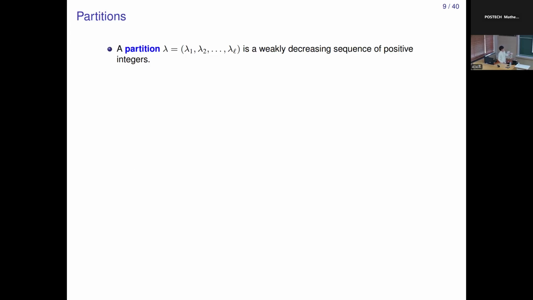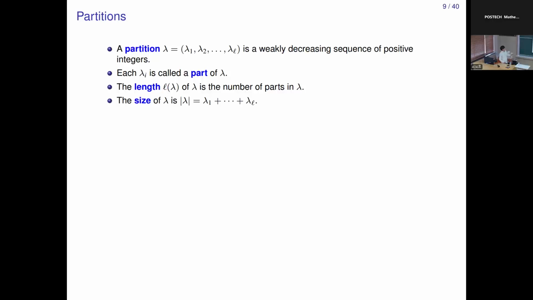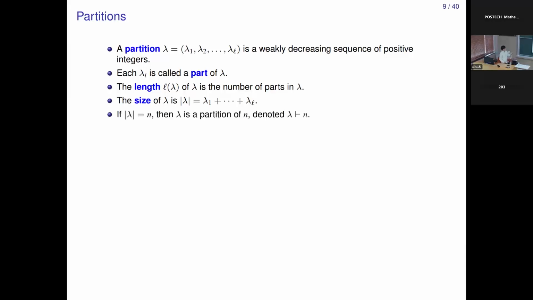A partition is a weakly decreasing sequence of positive integers, and each lambda i is called a part. The length is the number of parts. The size is the sum of the parts, and is often denoted by this absolute value sign. If the size is n, then we say that lambda is a partition of n, and I'm going to use this notation. Par is the set of all partitions, and Par of n is the set of all partitions of n.